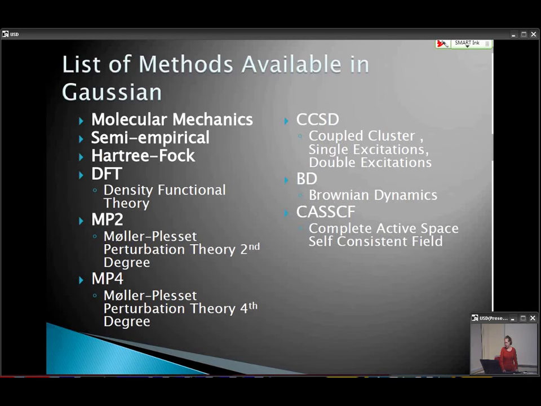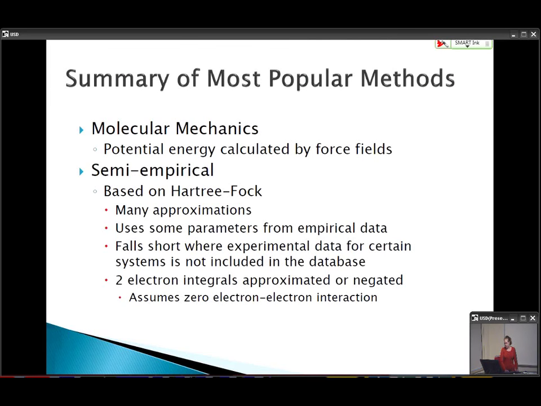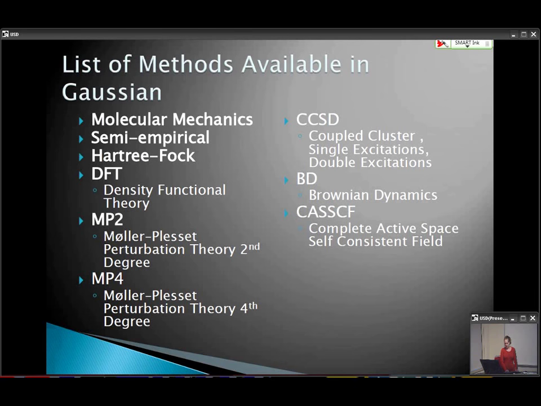So these are a few of the methods available in Gaussian. We have molecular mechanics, which we all worked with in the first lab. Semi-empirical, Hartree-Fock, DFT, which is density functional theory. MP2 is a perturbation theory. CCSD is coupled cluster with single and double excitations. BD, Brownian dynamics, and CASSCF is complete active space self-consistent field. So we're going to go through some of the most popular, and that would be the ones on the left in bold.